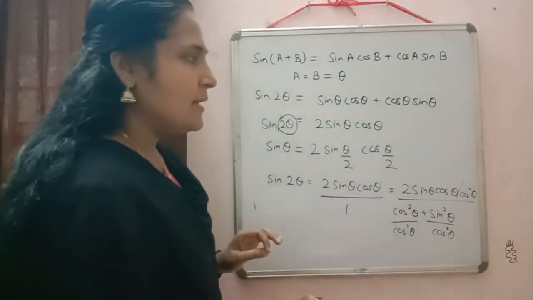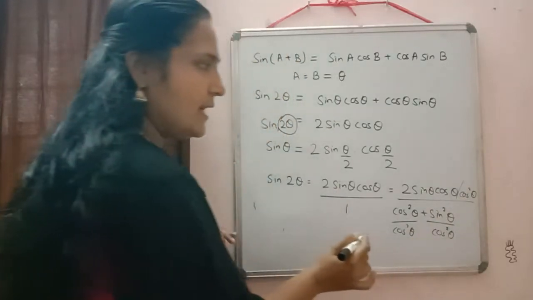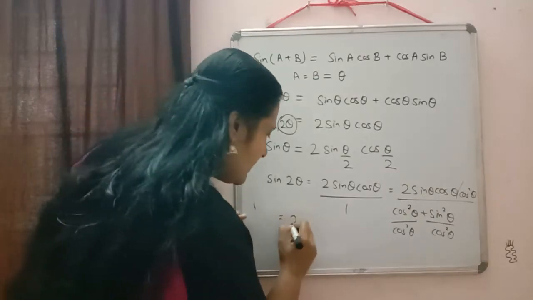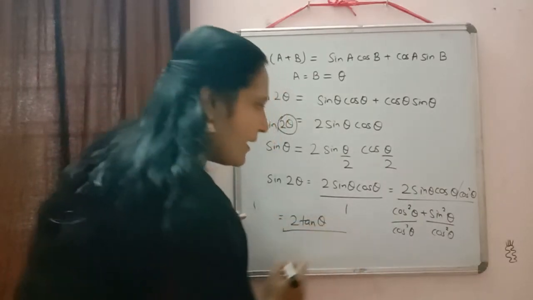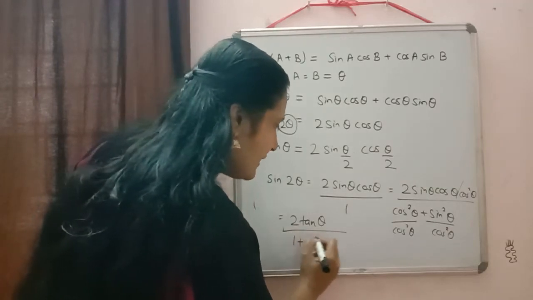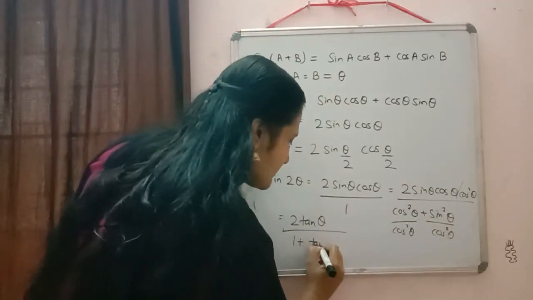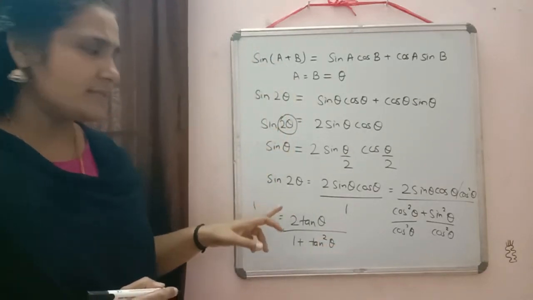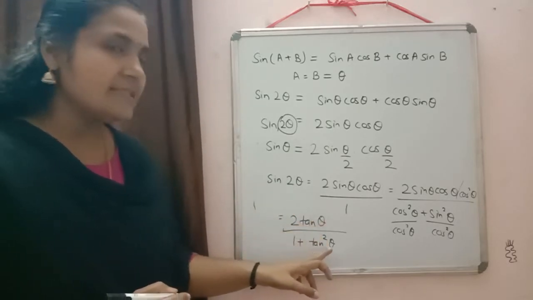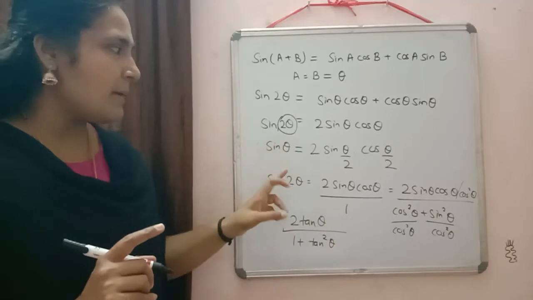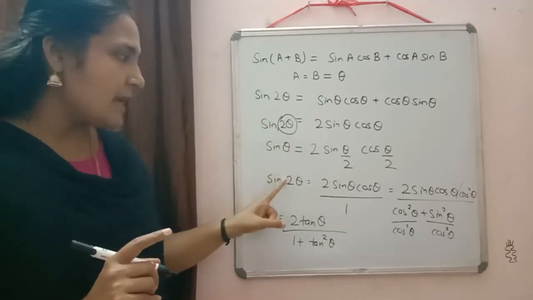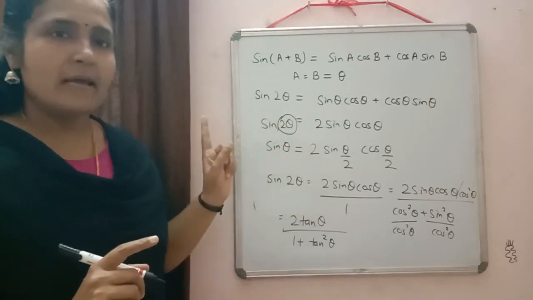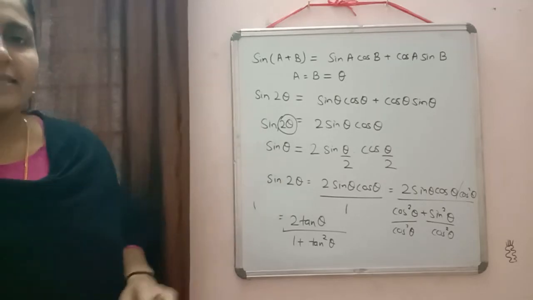If you check the numerator, one cos theta will get cancelled. Remaining it will be equal to 2 sin theta by cos theta, which is 2 tan theta. In the denominator we get 1 plus sin square theta by cos square theta, which is tan square theta. So another formula for sin 2 theta is 2 tan theta by 1 plus tan square theta. You have to remember just one thing, that whatever angle we are writing in the left hand side, in the right hand side we have to write half of that angle. So the formula for sin 2 theta is clear?